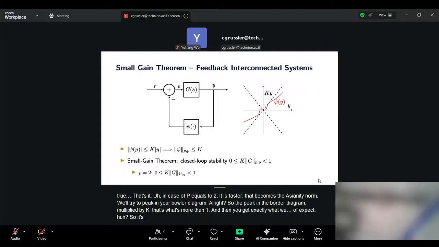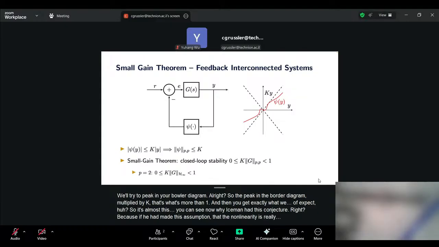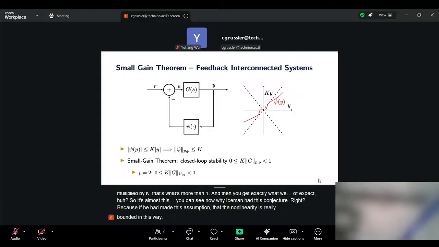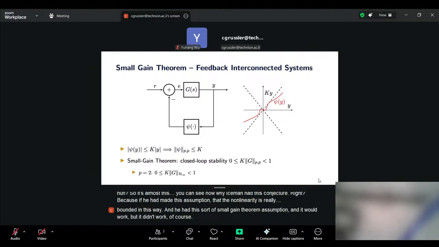So you can see now why Eisenman had this conjecture, right? Because if he had made this assumption that the nonlinearity is really bounded in this way, and he had this sort of small gain theorem assumption, then it would work. But it didn't work, of course. He was too greedy. But he was not completely wrong.